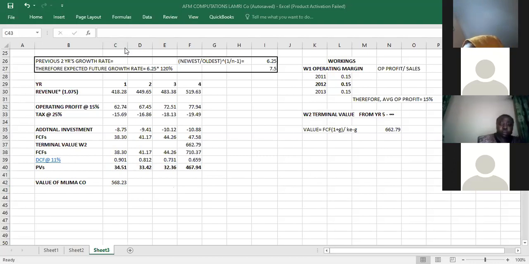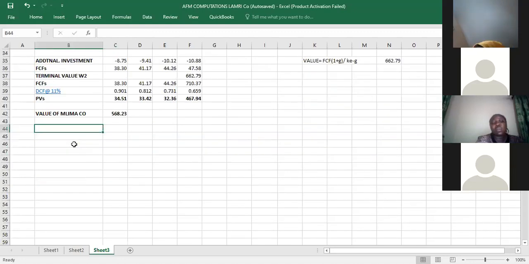Okay, so that's the value. I can put that in million. So that's the value of Mlima Co when we have not considered the Barry project. So that is without the Barry project. The next thing now is to do the valuation, so appendix 3 now. Our appendix 3 will be the value of Mlima Co with the Barry project.